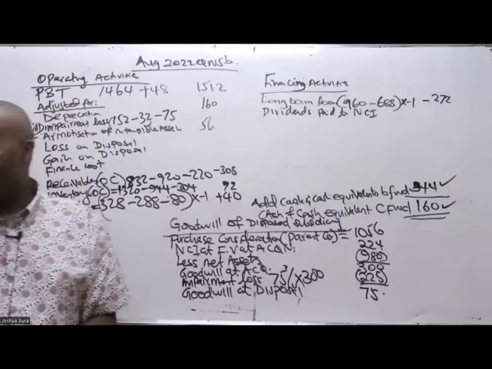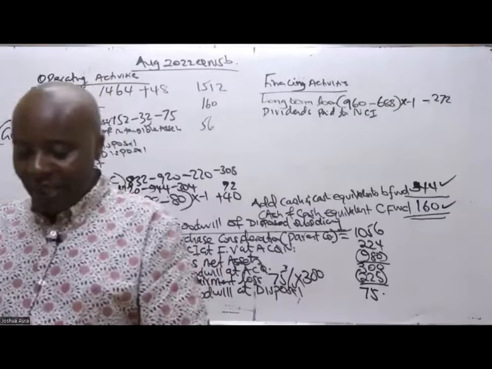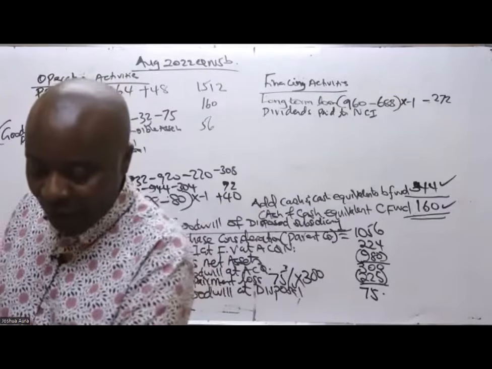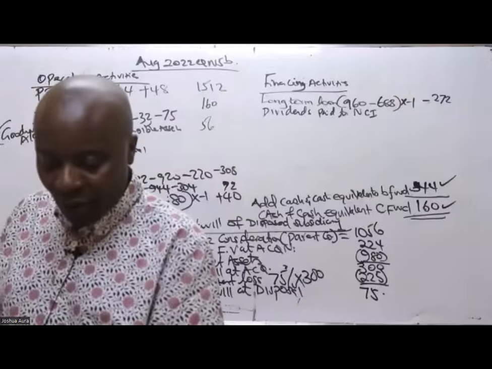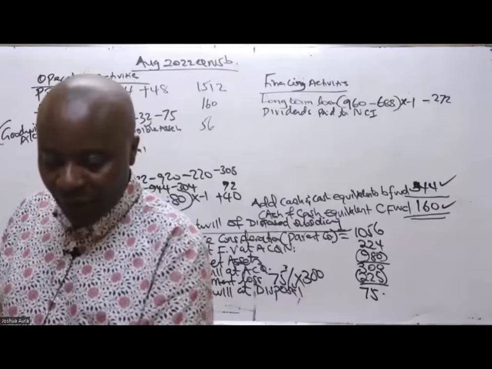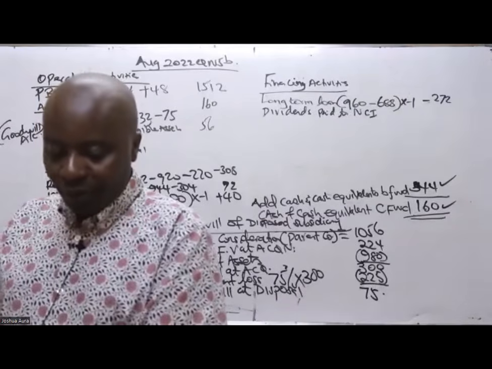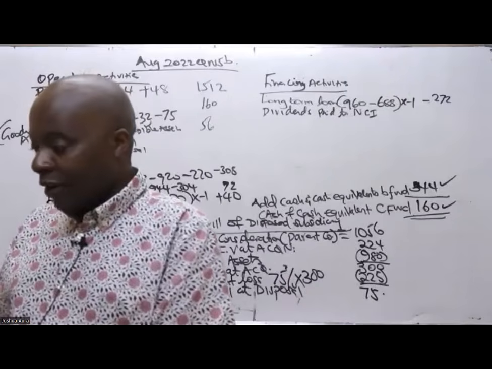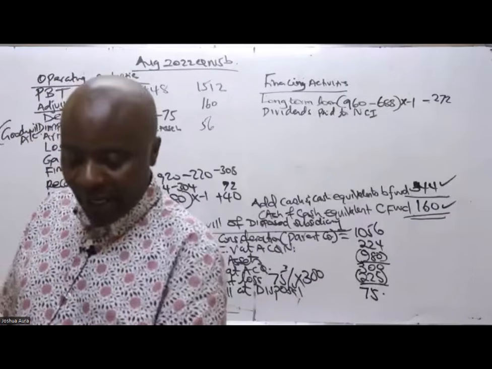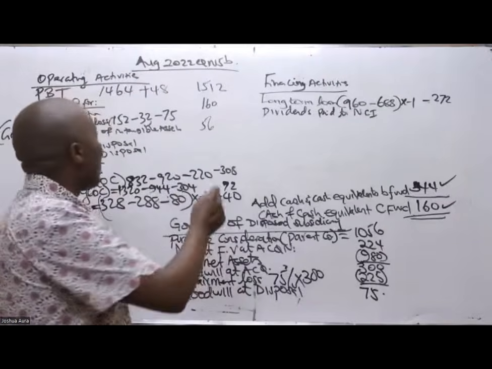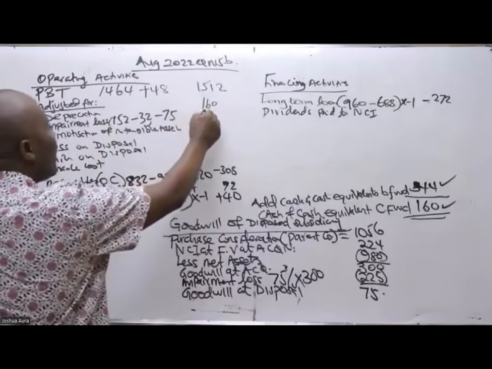So what figure are we getting, somebody? What figure are they getting here? They are not talking to me for reasons not known to me. 45, they say the answer here is 45. So this impairment loss is 45.